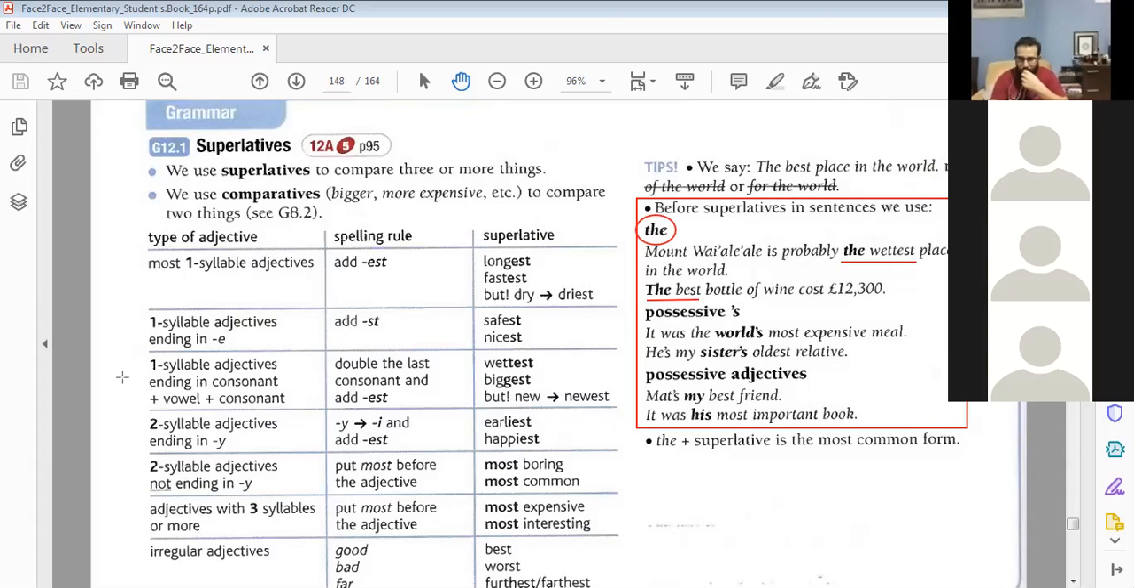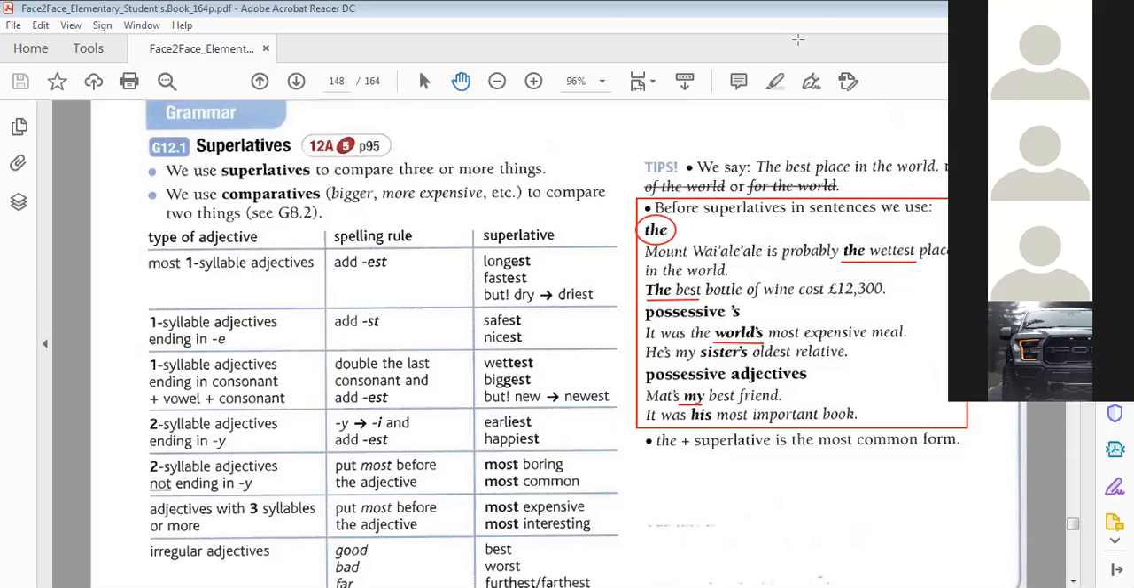It was the world's most expensive male. He is my sister's oldest relative. Possessive adjective. Matt's my best friend. It was his most important book. Okay. يعني عندنا إمكانية استعمال ال superlative حتى مع ال possessive s. Yeah. And we can also use it with possessive adjectives, right? So this is how we can use superlatives. يعني موضوع superlatives باختصار متعلق مربوط بال comparatives.